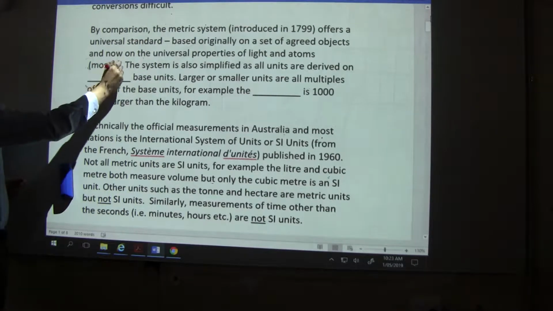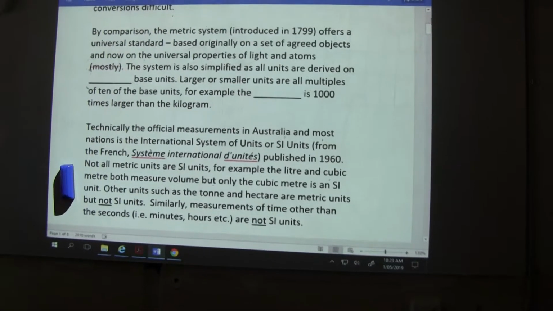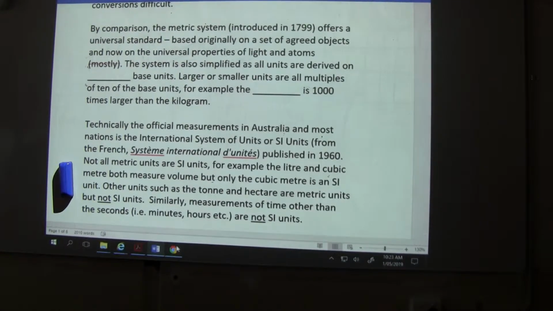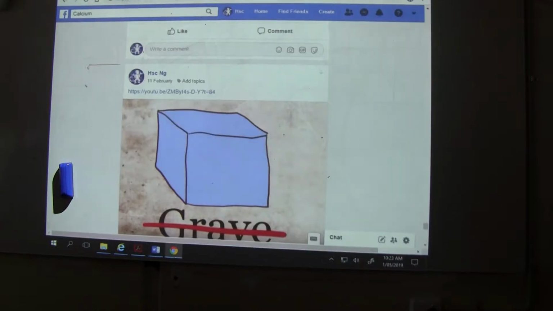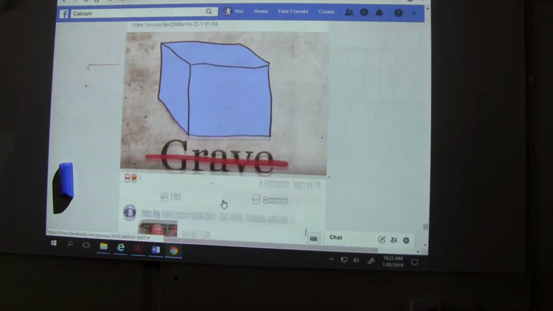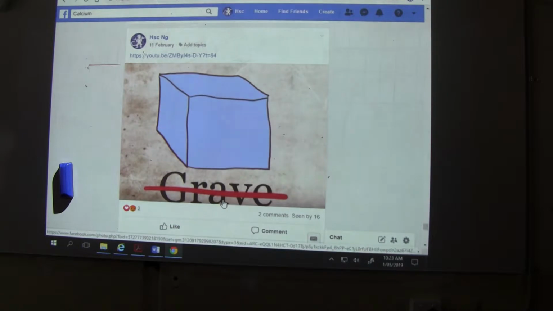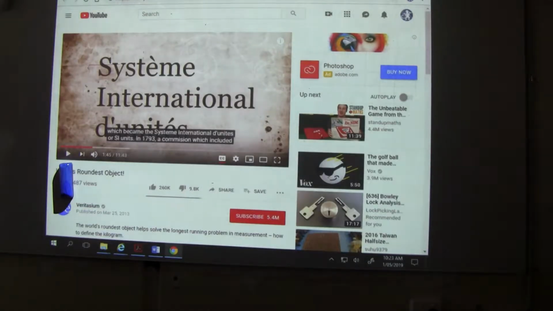You guys can cross that out because one of the videos that I've included on group chat for this, you should be filling these in, is a video from Veritasium on the world's roundest object, because in November of 2018, they agreed finally on a universal standard for the kilogram. And this universal standard of the kilogram is based on electromagnetism.